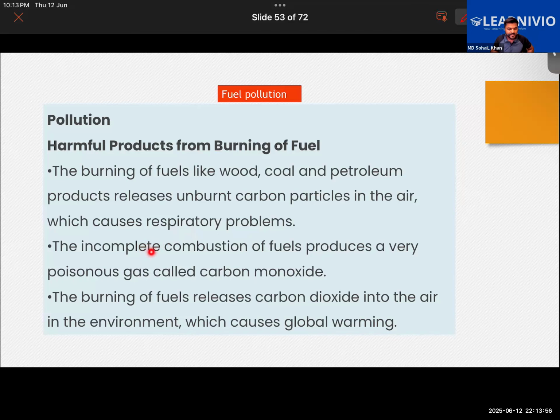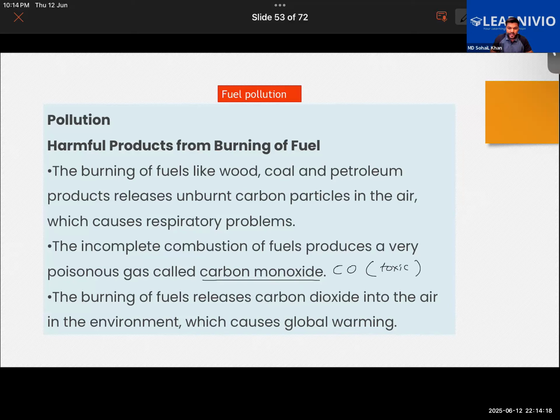Further, when the fuel is not burning properly, when incomplete combustion of the fuel takes place, it will produce different types of gases, particularly with an insufficient supply of air. A poisonous gas called carbon monoxide, written in short as capital C and capital O, is given out. It is a toxic gas.